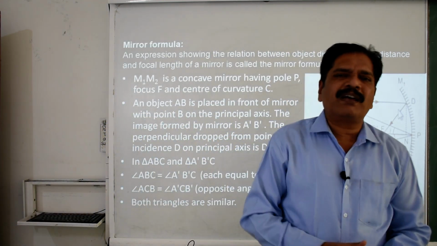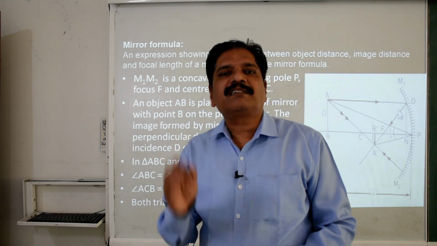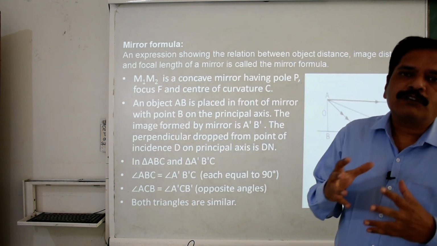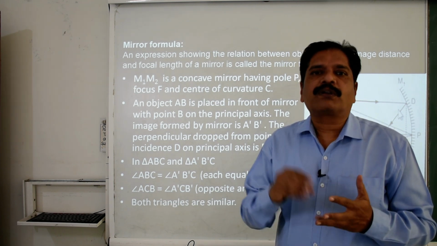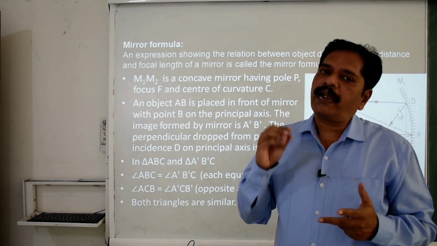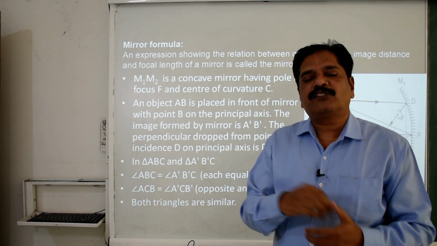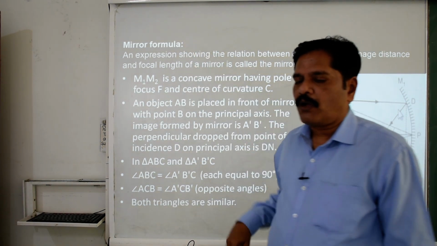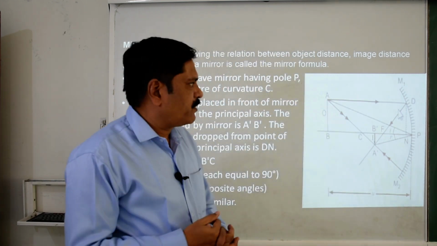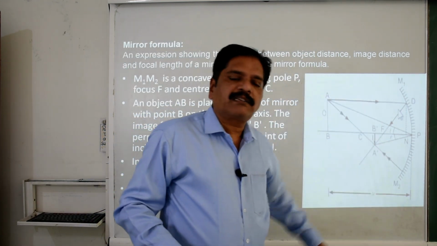So what is the mirror formula? It is nothing special, it is just an equation which shows a relation between the focal length, the distance of the object and the distance of the image. The relationship between these three is considered the mirror formula. Now, to derive the mirror formula, first you have to consider this diagram.